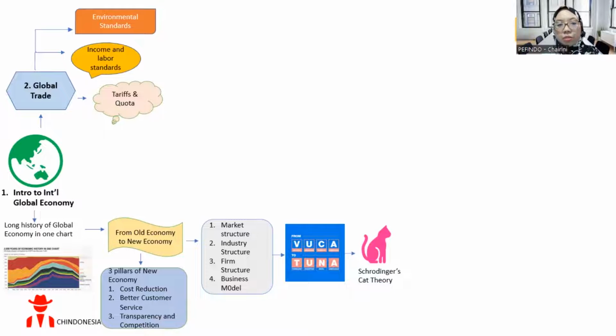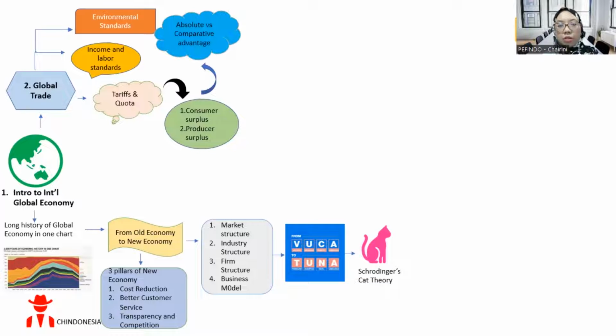Furthermore, there are also consumer and producer surplus. Consumer surplus is the value of good or service that is in excess of what a consumer has to pay, while producer surplus is the revenue received by producer that is in excess of the minimum they need to produce a given amount. We also learn about absolute versus comparative advantage. Absolute advantage is the ability to produce a specific product more efficiently than any other nation, while comparative advantage is the ability to produce a specific product more efficiently than any other product.